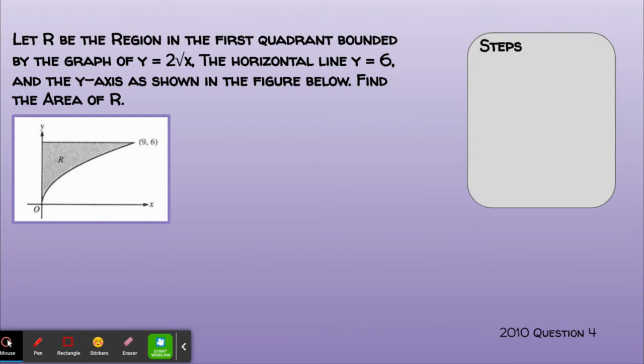So the question is, let R be the region in the first quadrant bounded by the graph of y equals 2 times the square root of x, the horizontal line y equals 6, and the y-axis, as shown in the figure below. Find the area of R.